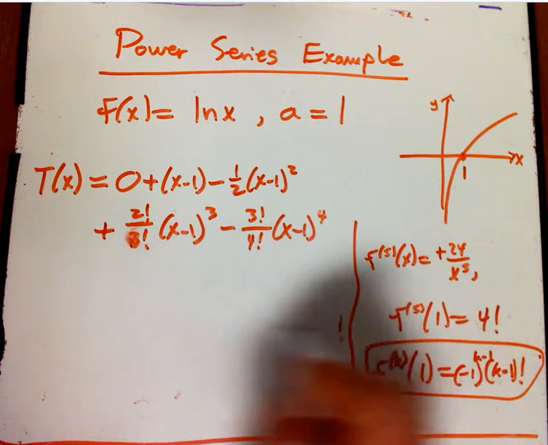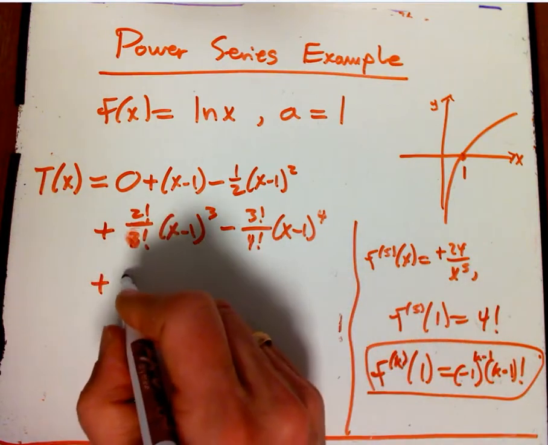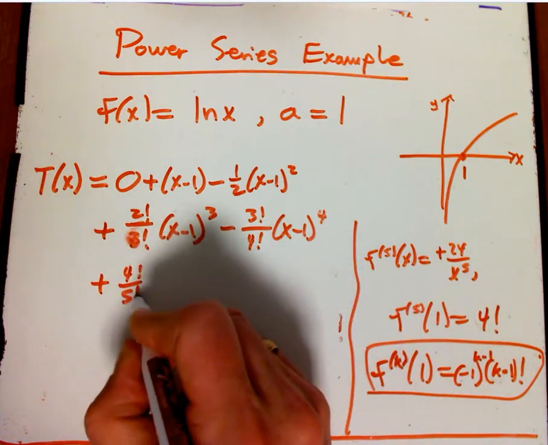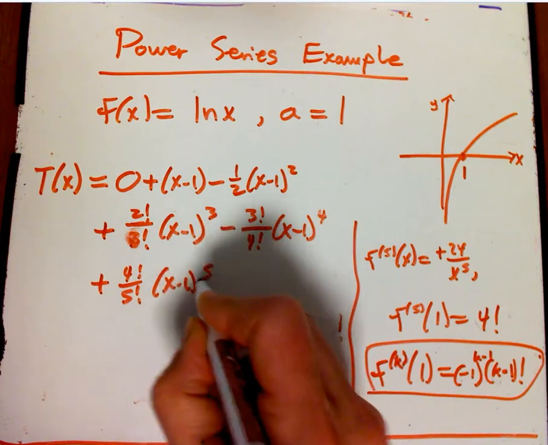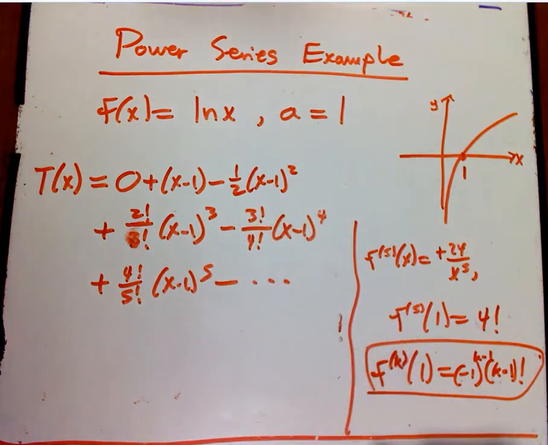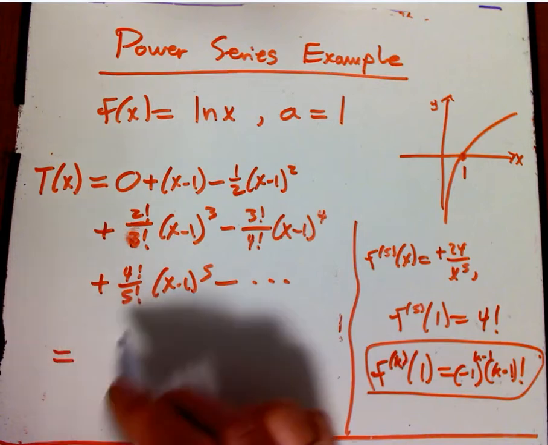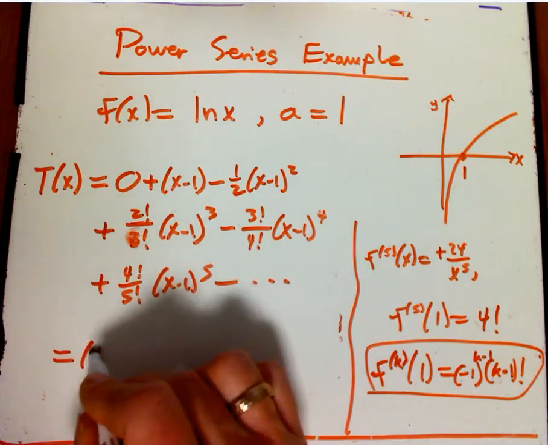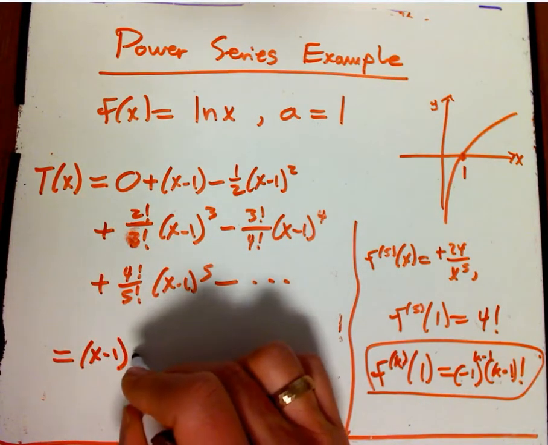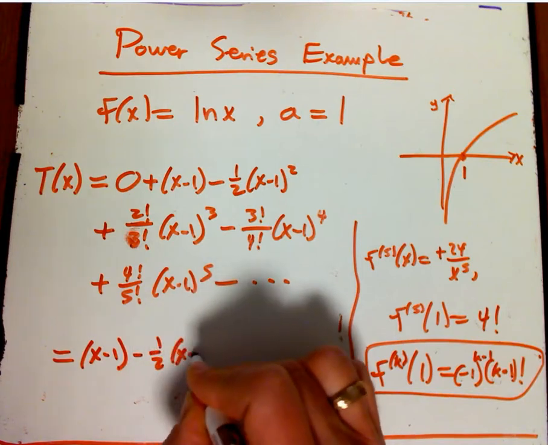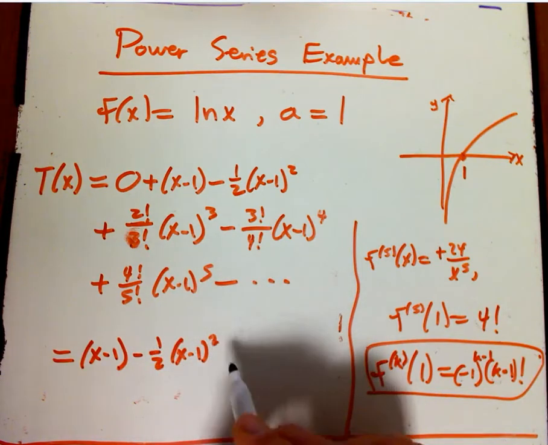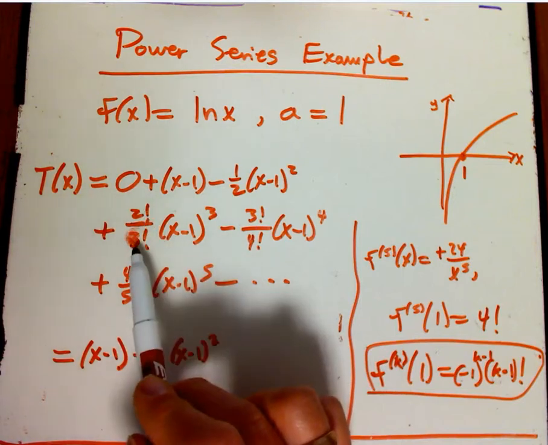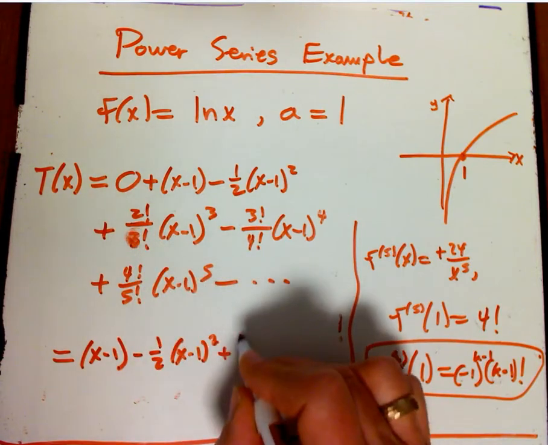Let me write one more out. We got up to 5, plus 4 factorial over 5 factorial, x minus 1 to the 5, minus, and then we'll put dot dot dots, and hopefully the pattern is clear. Well, so we get the 0 doesn't do anything. x minus 1 minus 1 half x minus 1 squared. Can't really simplify that. 2 factorial over 3 factorial just cancels down to a plus 1/3.